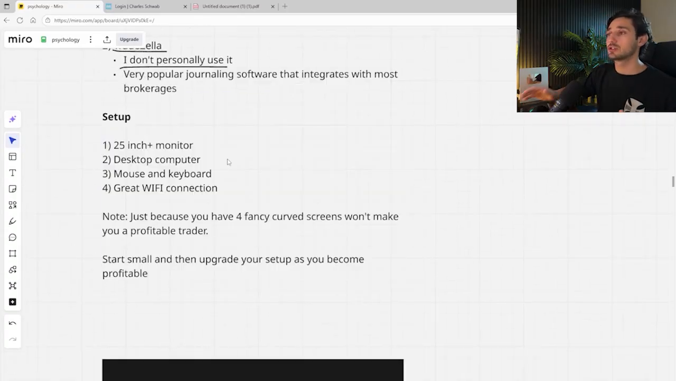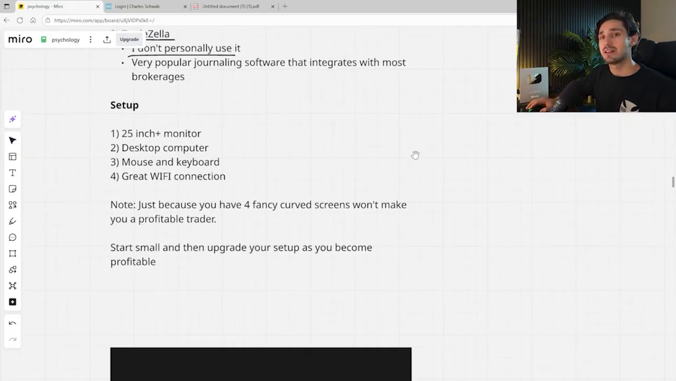And when it comes to actual trading setup, my biggest recommendation is to just keep it simple. Now, you can trade on a laptop, that's fine. When I started, I actually traded on a small little Dell laptop. However, I do recommend a 25-inch plus monitor just so you do have the screen space. And I'd recommend either a desktop computer, or you could actually link your laptop to the monitor. You need a mouse and a keyboard, and of course you need a great Wi-Fi connection. That's all you really need, okay?